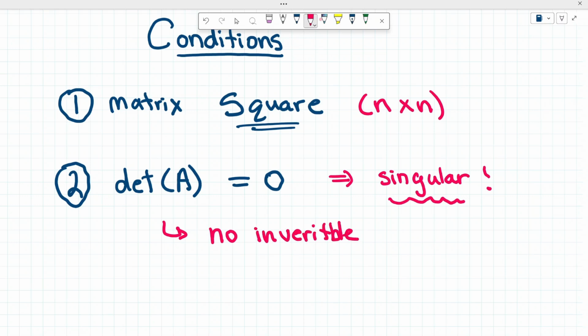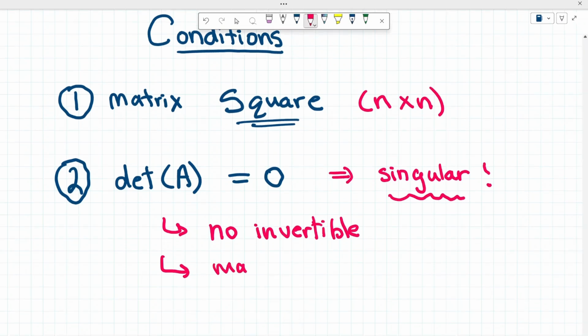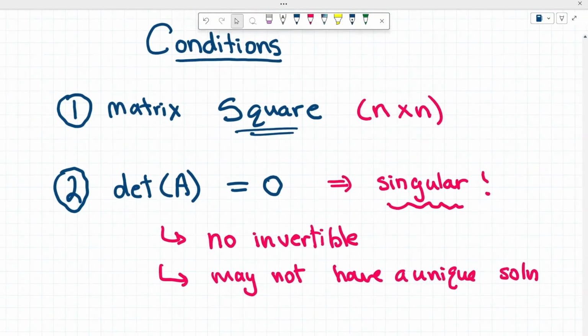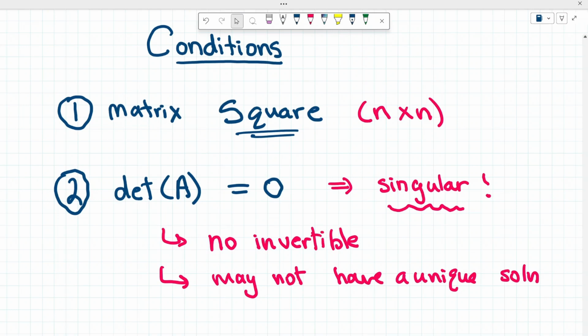And I think I spelled that wrong, invertible. There we go. So it's not invertible, and in addition, it could also mean that the system of equations that it represents may not have a unique solution. So when we're doing linear algebra, those are two big things that we often want to determine: whether our matrix is singular or not. Because if it's singular, then it's not invertible, and it also may not have a unique solution.